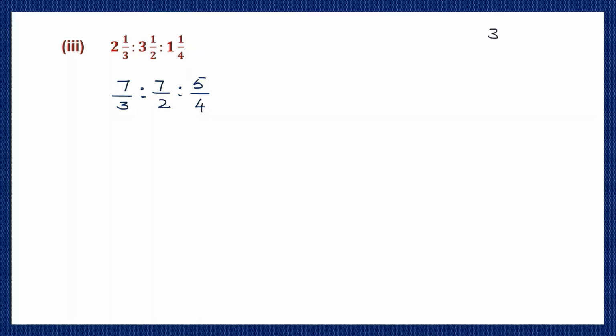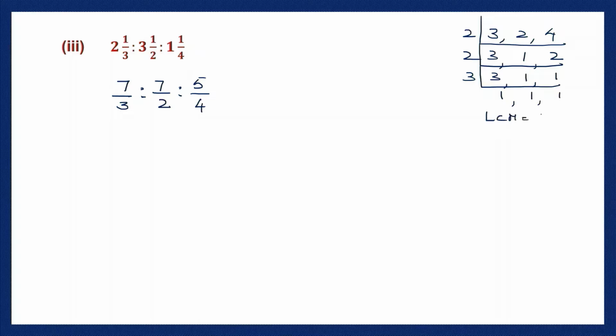So 3, 2 and 4. Find the LCM of the denominators. Let's start with 2. I bring down 3. 2 ones are 2. 2 twos are 4. Again with 2. 3, 1. 2 ones are 2. Now I use 3. 3 ones are 3. So my LCM is 2 into 2 into 3.